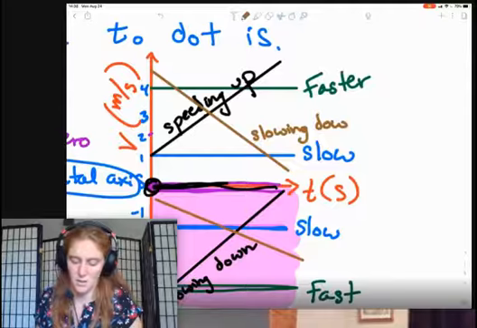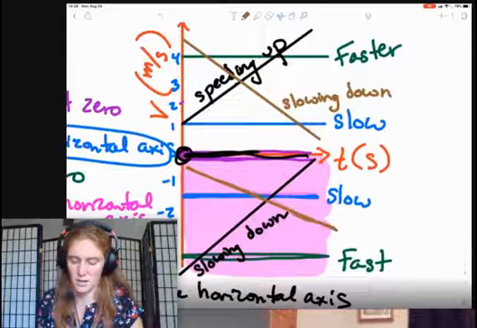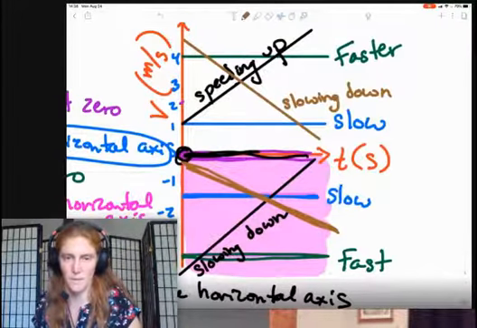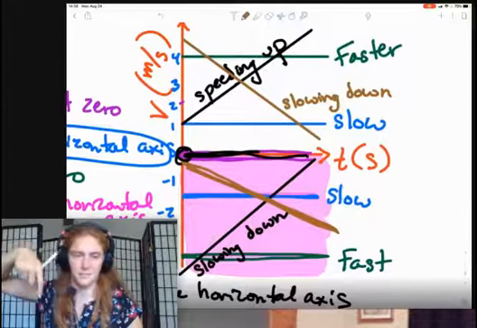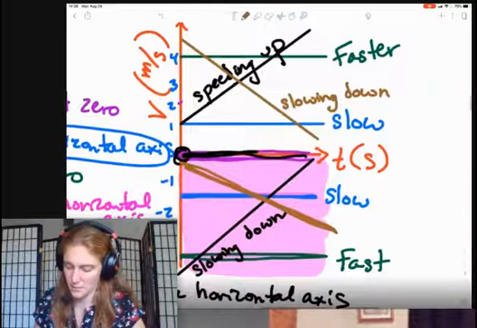All right, this one is also going down. This brown line here. It's also going down, but are you speeding up or slowing down? Speeding up, slowing down. Good, you're speeding up.